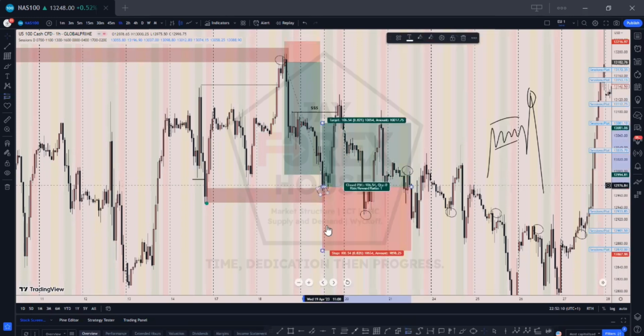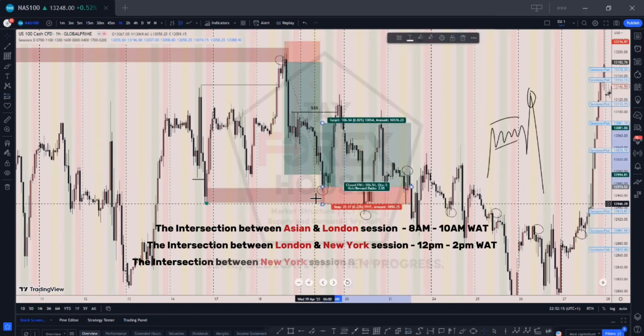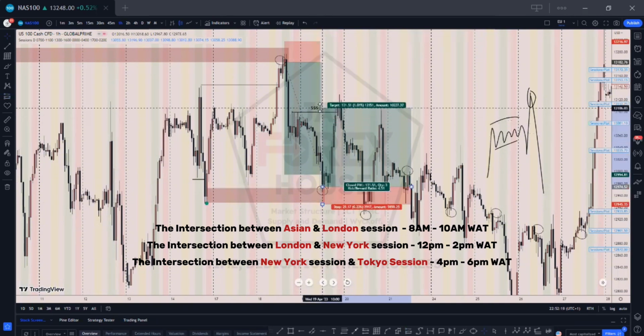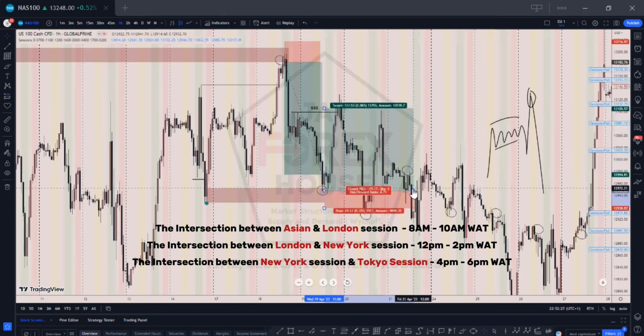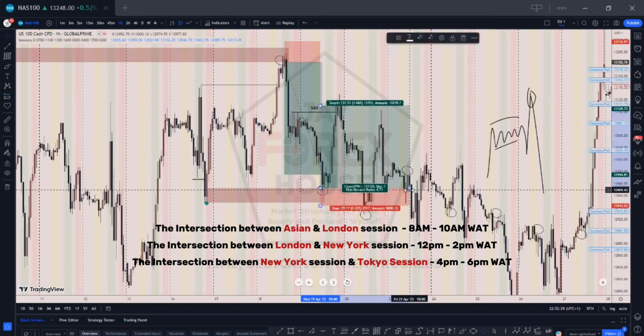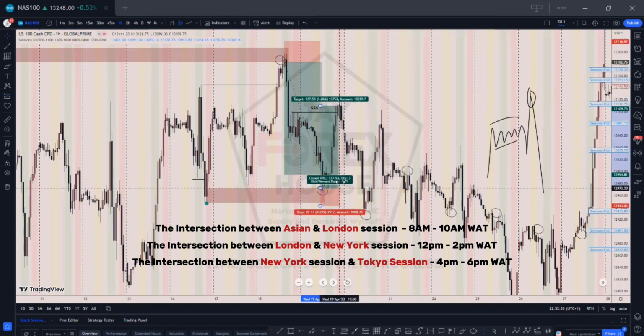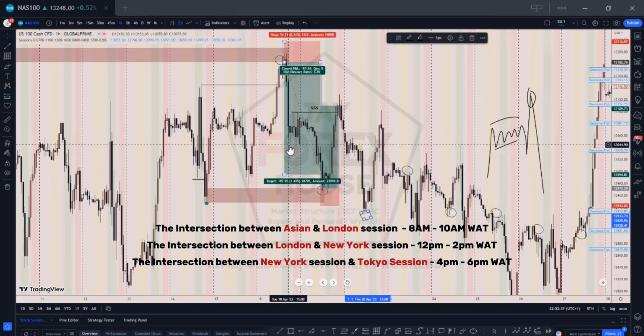You can even do this to see how much is the risk. What's your risk? 29 pips. What's the first target? This liquidity zone, which is about 132 pips, which rides us to the end of the day. And we're done. All right.